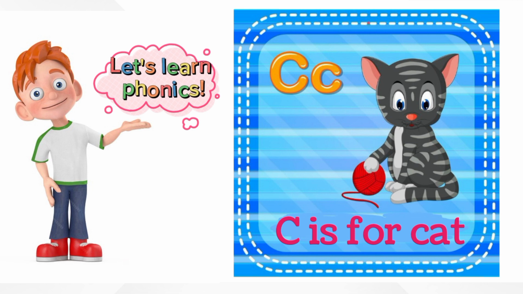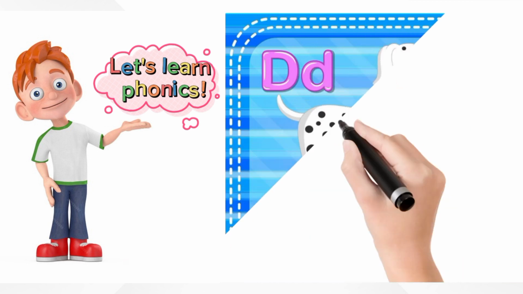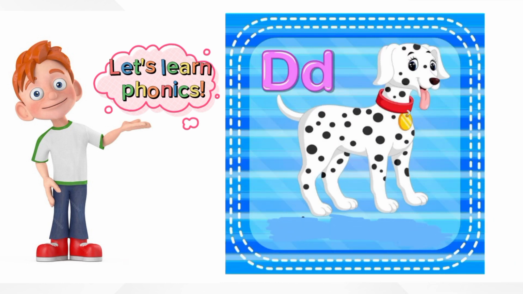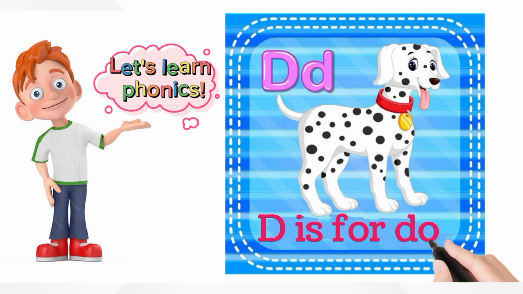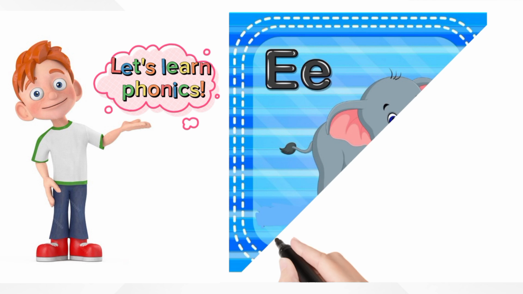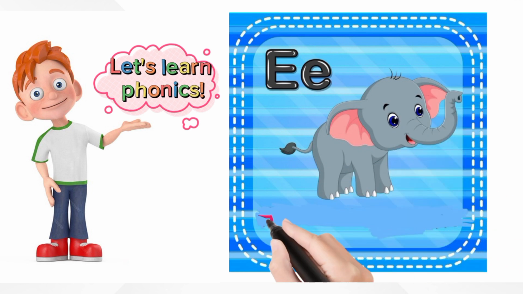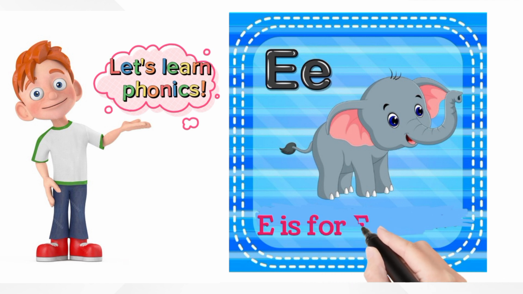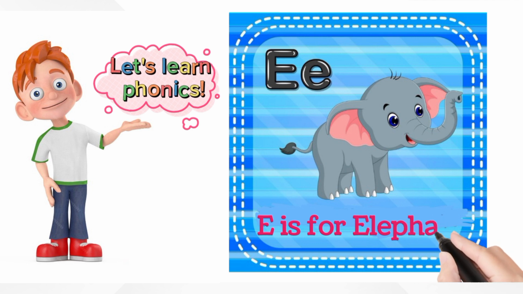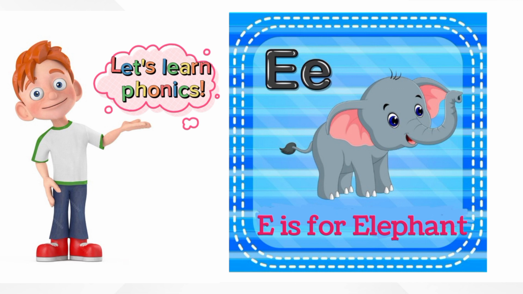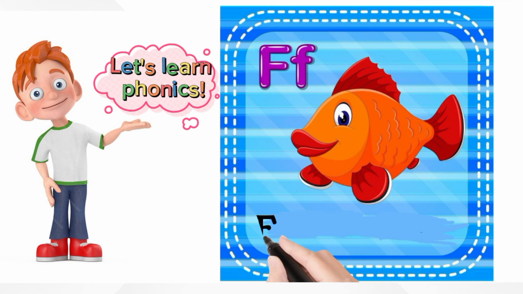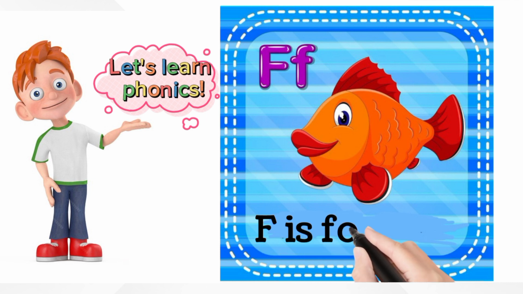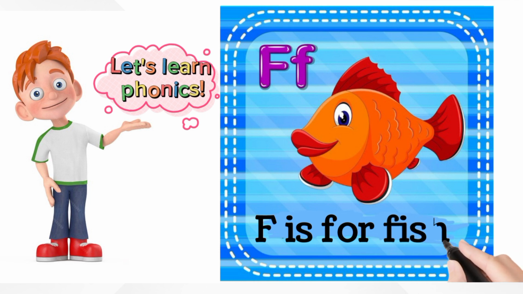C is for cat. D is for dog. E is for elephant. F is for fish.